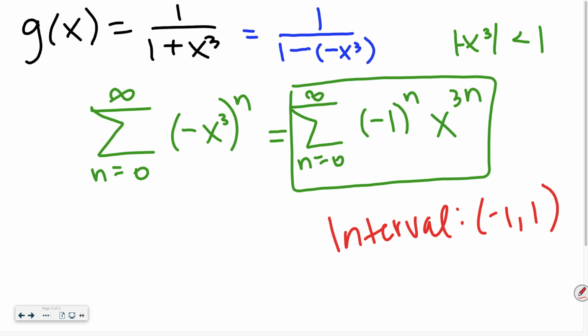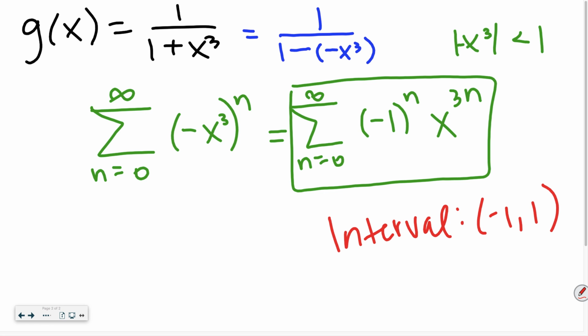Like you changed it to the blue. Why didn't you just say, okay, so the absolute value of negative x cubed is less than 1, so it's negative 1? I showed you the interval, but you still need the power series. Why do you need the power series? It gives you any. You know what I mean? Okay, it didn't help.